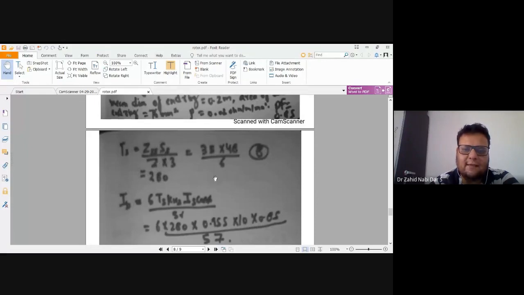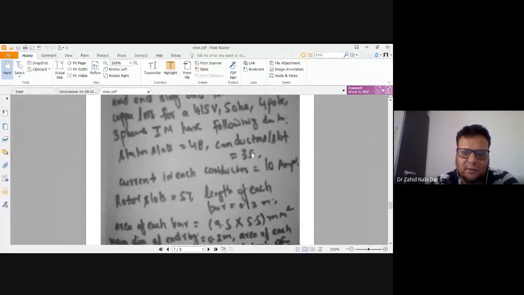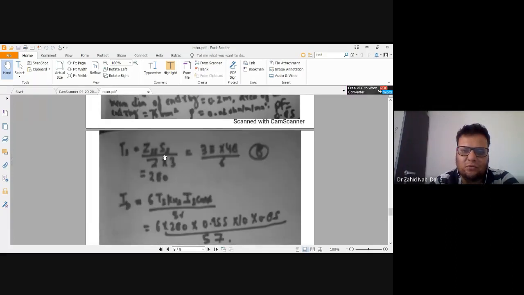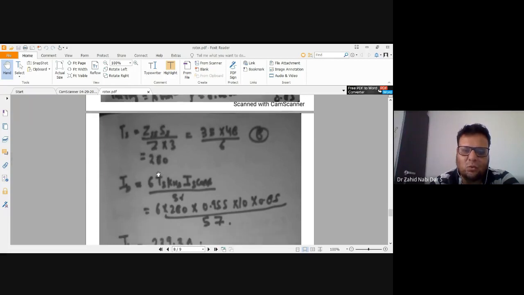So ZS is what? ZS is the total number of conductors. So the total number of conductors would be how much? Conductors per slot into stator slots. Conductor per slot, slot cancelled, so we are left with conductors. So it is 35 into 48, divided by 6, because TS is ZS by 6. So 35 into 48 divided by 6, you get TS as 280.